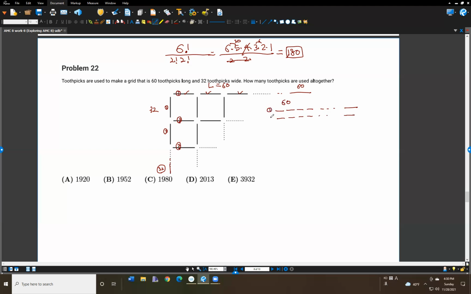This is 1, 2, up to where? If we have a 1 over here, that is 2; 2 over here, that is 3; 32 over here, the last one is 33. So 60 times 33 is the number of what? This vertical shaped spacers. So 60 times 33 equals what? 1980 spacers.